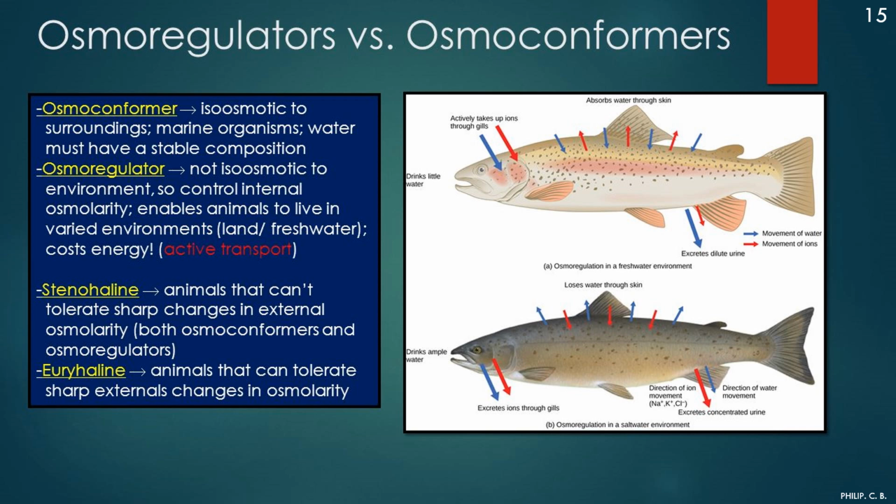Now two other terms, stenohaline and euryhaline. What is stenohaline? Animals that cannot tolerate sharp changes in external osmolarity, both osmoconformers and osmoregulators. Whereas what is euryhaline? Animals that can tolerate sharp external changes in osmolarity, as we learned with the example of barnacles, right? And on the right side I have given the image for both osmoregulators, regulation in the case of fresh water and regulation in salt water, showing how it is carried out in both species.